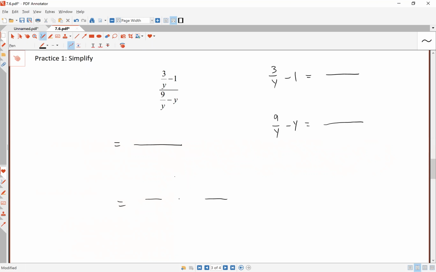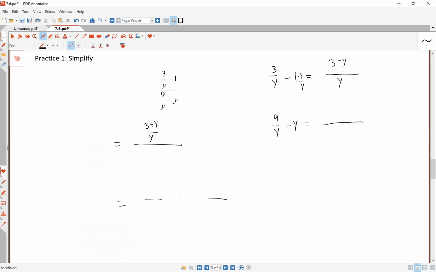Now that you've had a chance to work on that, I will work this out with you. 3 over y minus 1, their common denominator is y. So I multiply the 1 by y over y. That numerator then becomes 3 minus y over y. Put that back in here as 3 minus y over y.